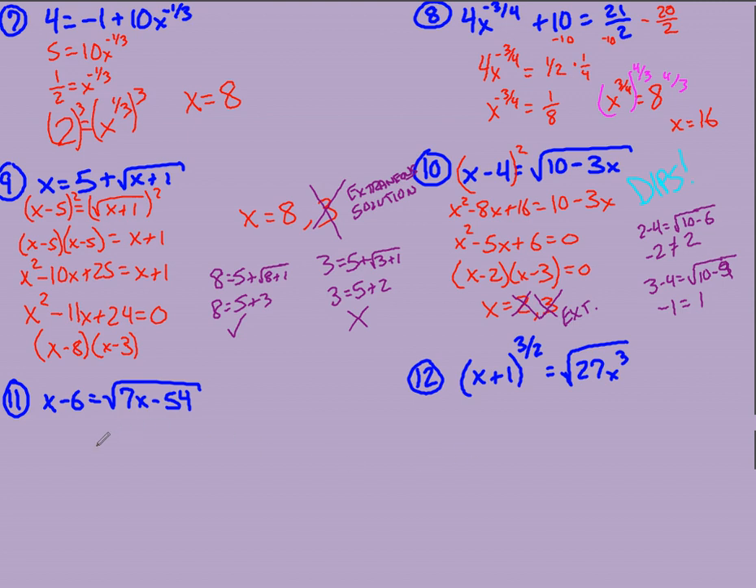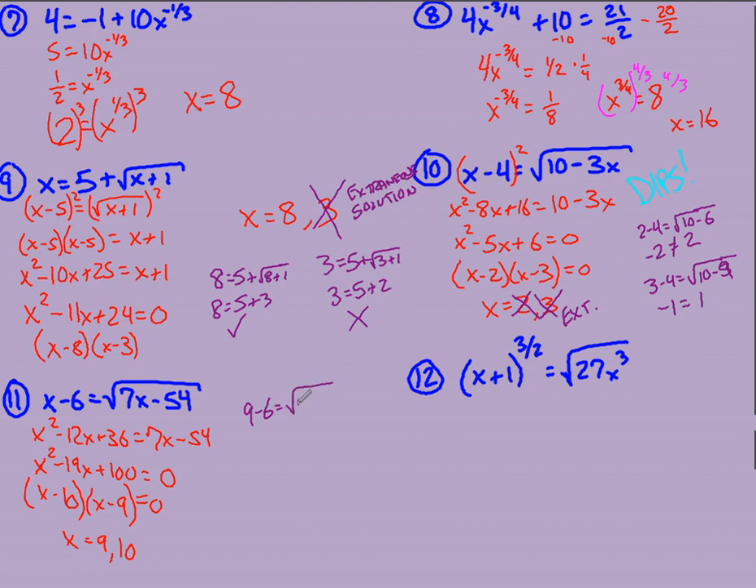Number 11, same thing, square both sides. I'll have x squared minus 12x plus 36 will equal 7x minus 54. Subtract the 7x and it will become negative 19x. And when I add the 54, I should get 90 for that one, equals 0. Now I can factor, it'll be x minus 10 and x minus 9 equals 0, so your answers are 9 and 10. When I check them, I'm going to plug in first 9. When I plug in 9 minus 6 will equal the square root of 7 times 9 minus 54.